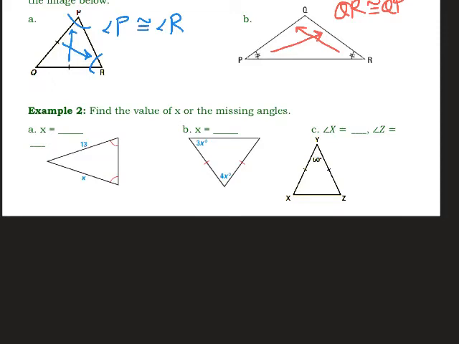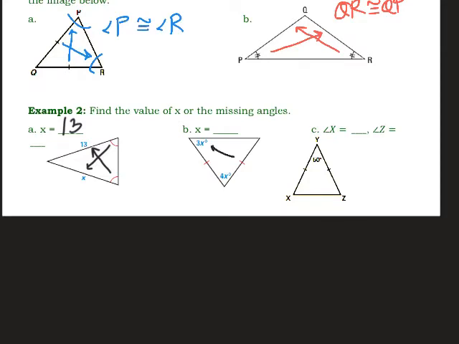So on the very first one, I'm asking you to find X or the missing angle. And if you notice, the first picture already has two equal angles. So if it has two equal angles, then you must have two equal sides. I'm going to go opposite of our angle. So X must be equal to 13. All right, here we have sides.